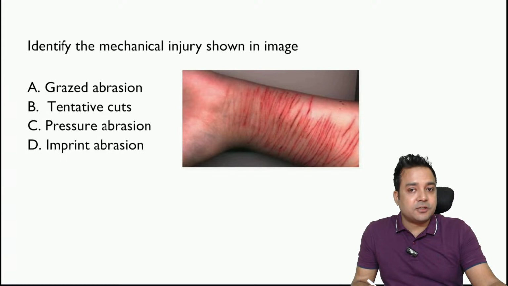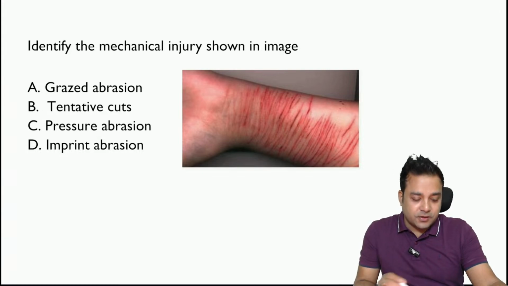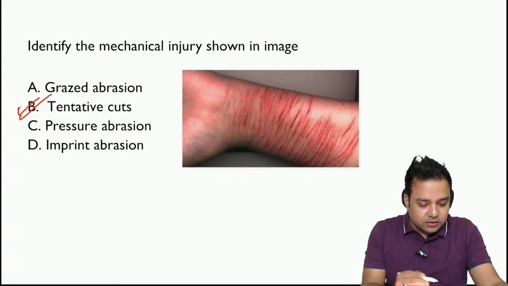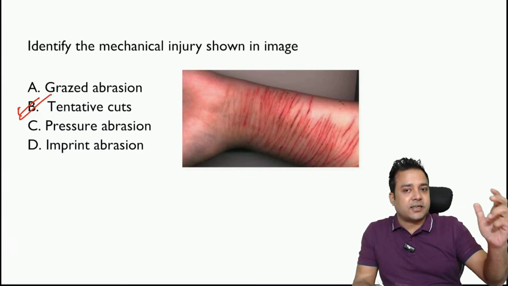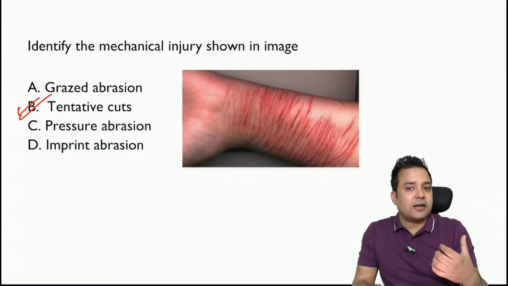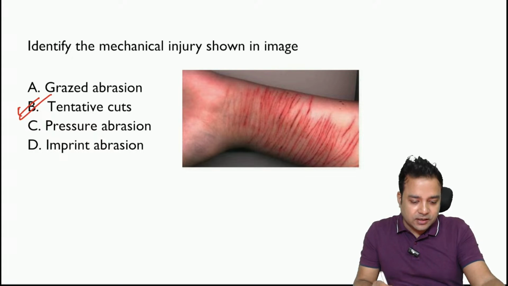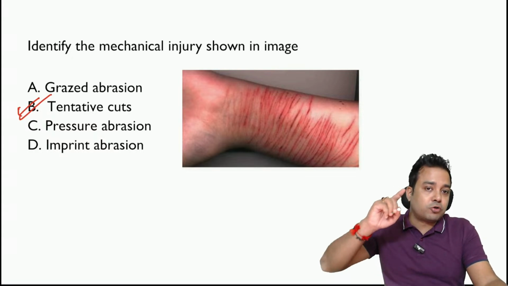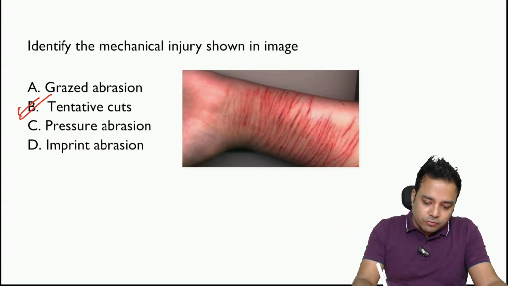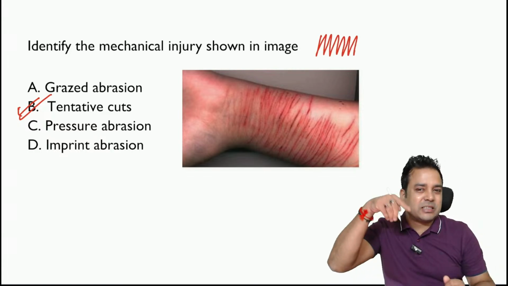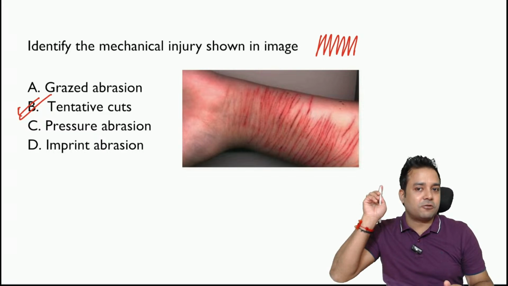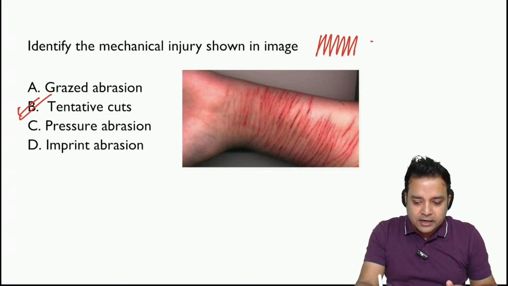Identify the mechanical injury shown in the image. This question's answer goes with cuts, also called hesitation cuts. Goes with suicidal attempts or self-inflicted injuries. If the answer were grazed abrasion, you will see injuries without any blood stains. You will see something zigzag. Grazed abrasion will also appear like that, but blood stains will be absent. Here you will usually see blood stains.